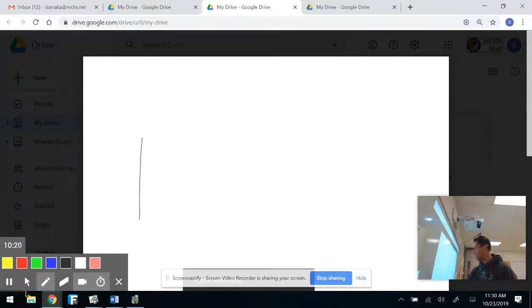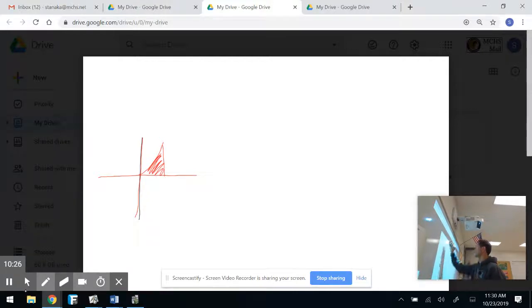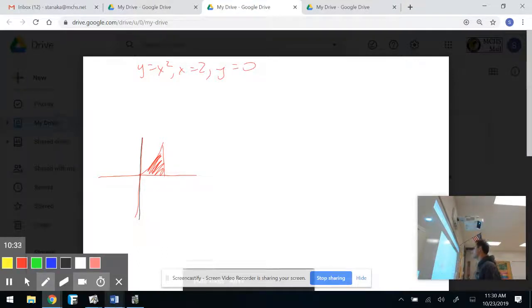Well, I've been using red. Why change it up now? All right, here we go. So it's y equals, same thing, right, class? We're going y equals x squared. We're doing x equals 2. And we're doing y equals 0. Right, class? And that would give me this right here.